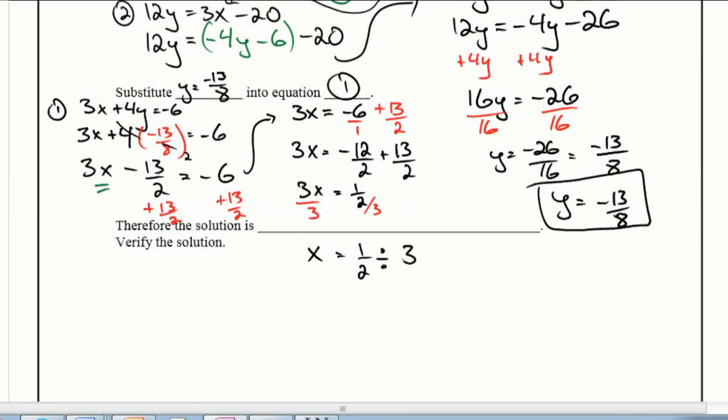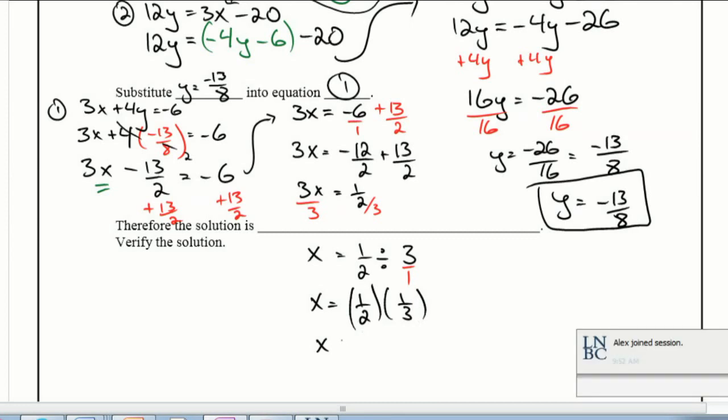Now I don't ever divide fractions. I always multiply by the reciprocal. So I end up with x is equal to 1 over 2 times 1 over 3. Maybe "times" isn't the best thing to include in there. 1 times 1 is 1, 2 times 3 is 6. So I end up with x is 1 over 6.